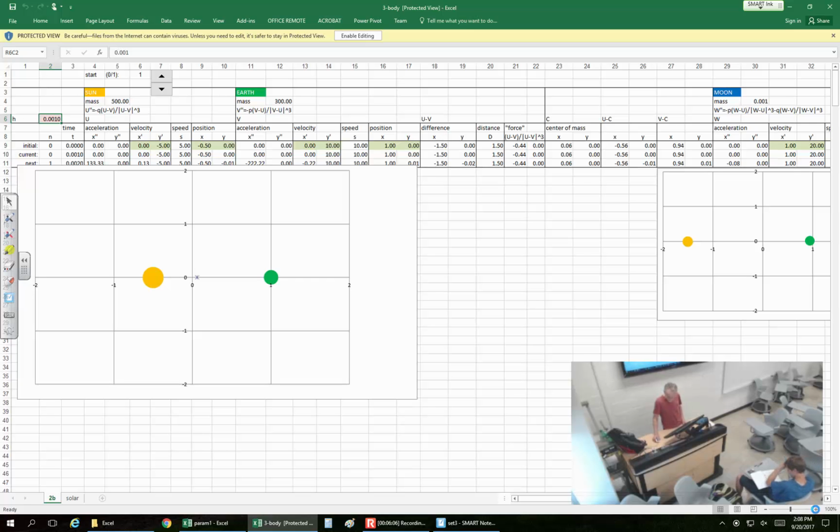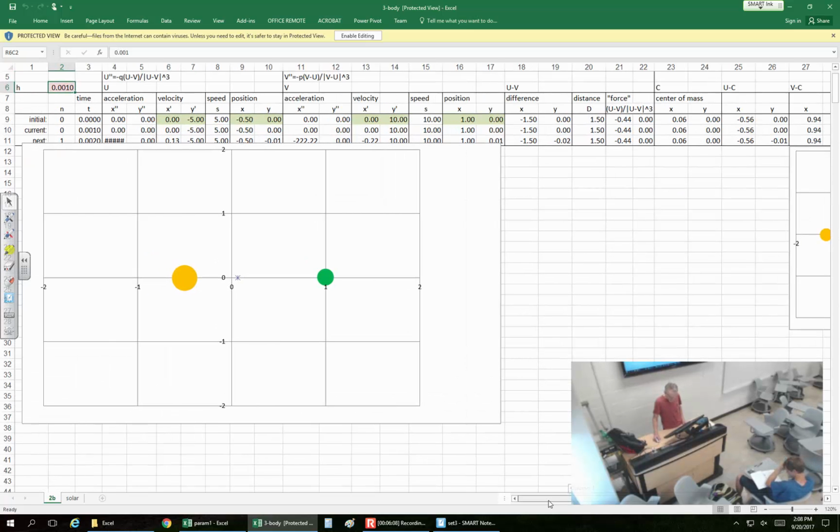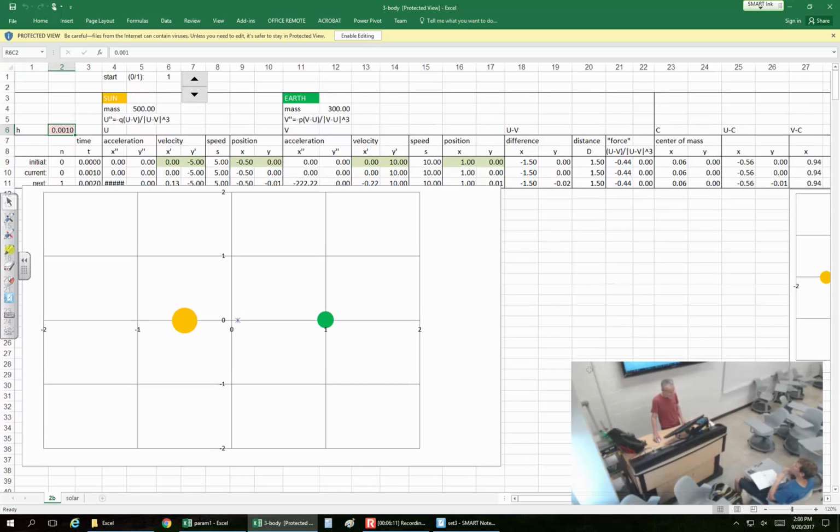So this is called the two-body problem. You can think of, once again, you have two celestial bodies, and they're moving around each other.